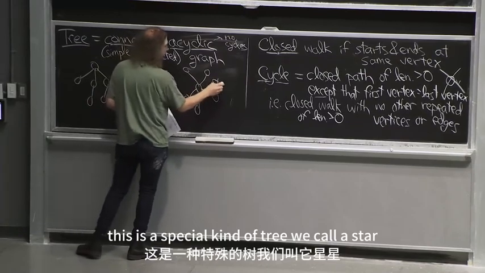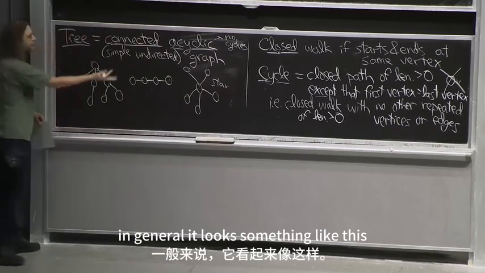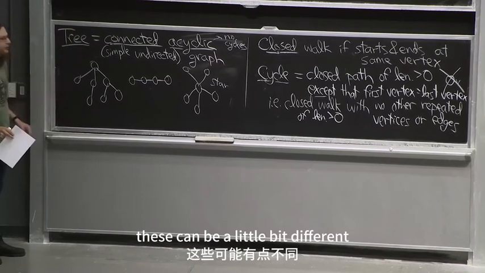This is a special kind of tree we call a star. It's one vertex connected to a bunch of things. In general, it looks something like this. Okay, if you've seen computer science trees, these can be a little bit different.